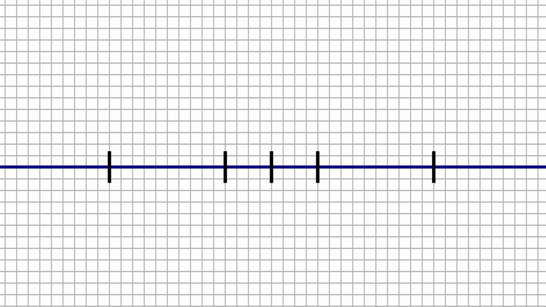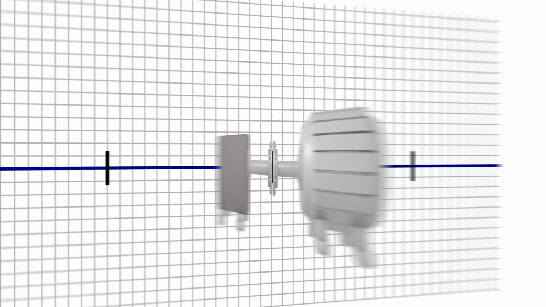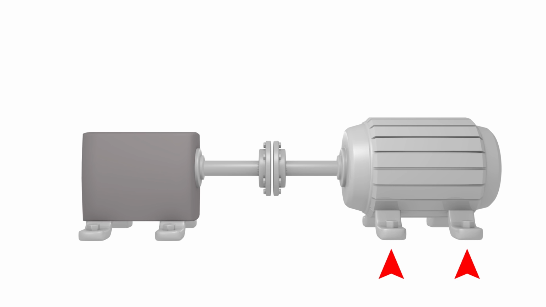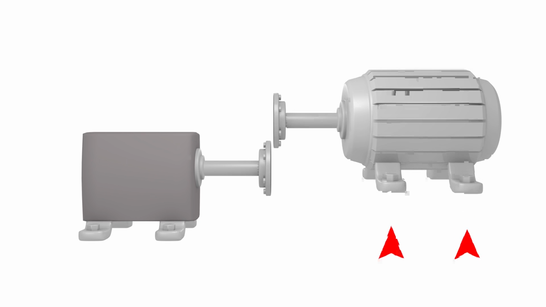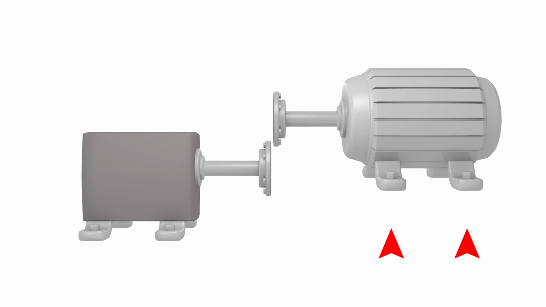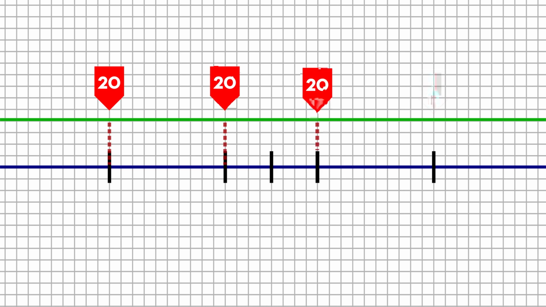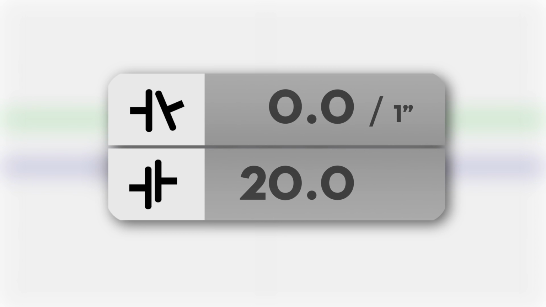Beginning with our shafts in perfect alignment, let's introduce some offset misalignment by raising the front and back feet of the movable machine equally by 20 thou. The movable shaft center line is now offset from the stationary shaft center line by 20 thou at every point along its length. Because we've added the same amount to both front and back feet, the shafts are parallel. There is no angular misalignment, so our offset misalignment is 20 and our angularity 0.